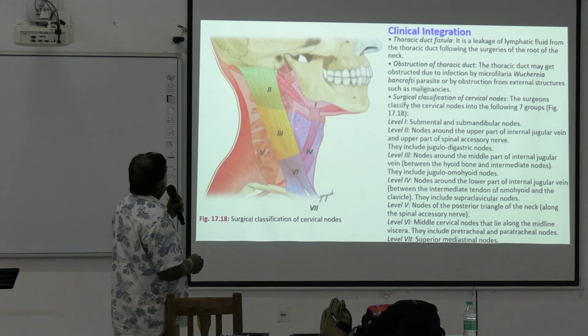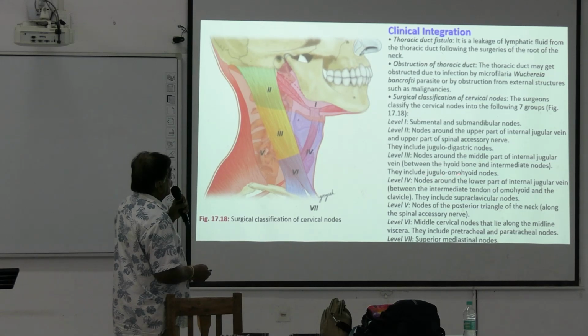Now, level 3 is the lymph nodes around the middle part of the internal jugular vein, between the hyoid bone and the intermediate tendon of omohyoid. They include jugulo-omohyoid nodes. Level 4: nodes around the lower part of the internal jugular vein, between the intermediate tendon of omohyoid and the clavicle. They include supraclavicular nodes. This is the clavicle.